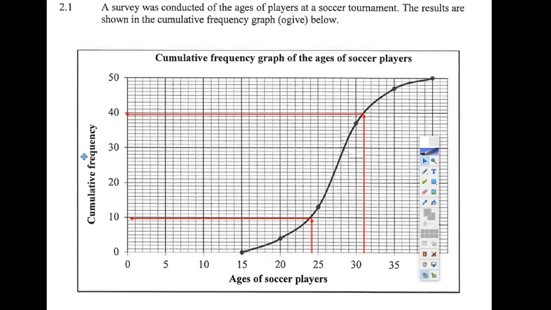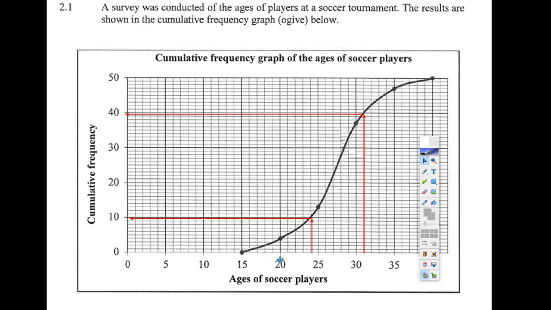Okay, this is the second question in the statistics part on ogive curves of the control test for practice test. So here we go. There's a survey conducted of the ages of players at a soccer tournament. The results are shown in this cumulative frequency and ogive graph below. And don't worry about the red lines. You're just looking at these black lines here.